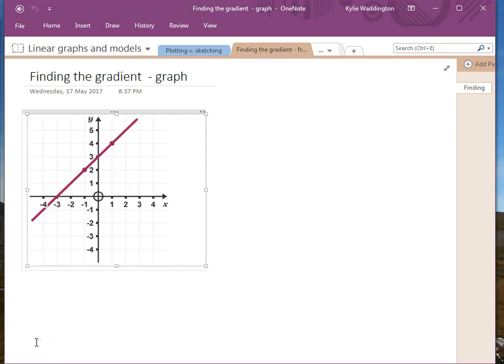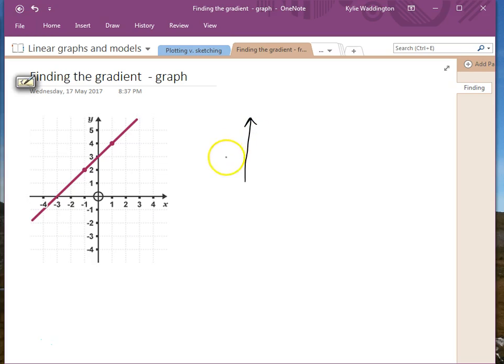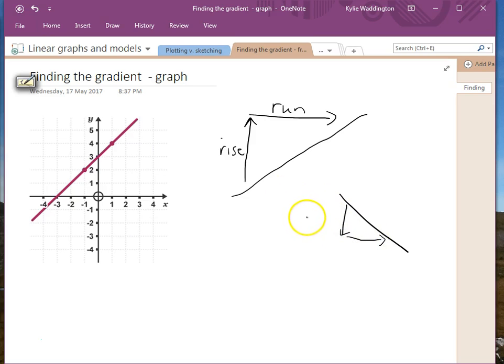Okay, so we can also find a gradient when we are looking at a graph just by looking at the rise and the run. Now, when we talk about rise and run, we're essentially going to count how many we go up, and then we divide it by how many we go across. Or if it's a negative gradient, it would be how many we go down and how many we go across. And again, it doesn't matter what 2 points on a graph you pick, as long as you are clear on what you're doing.